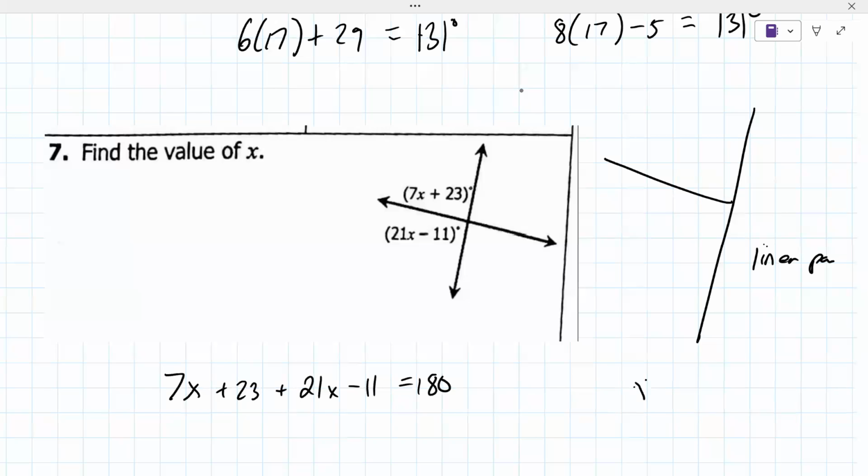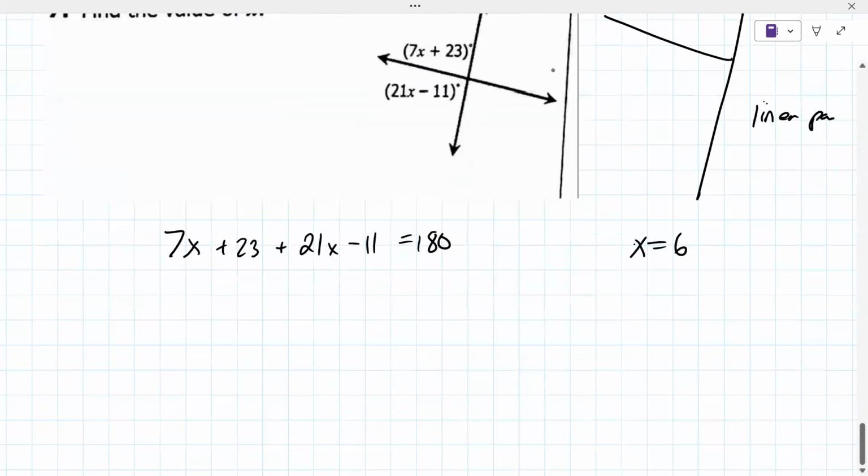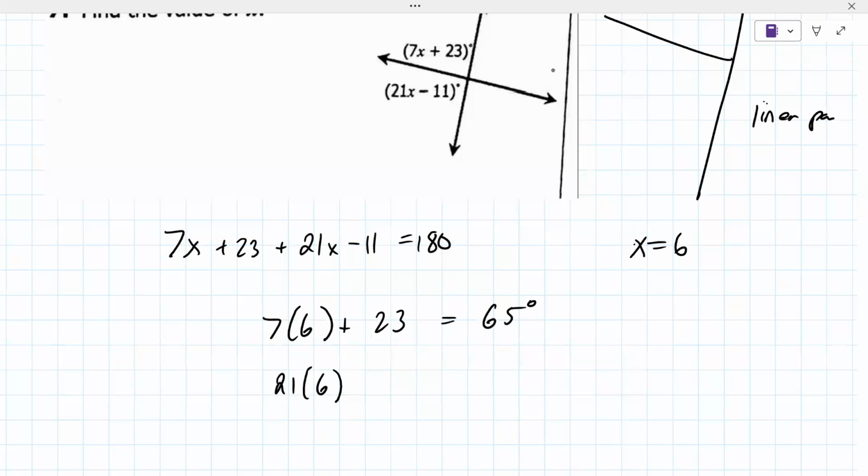6. So the check this time is not that they're equal, but that when you calculate each of these, 21 times 6 minus 11, these will add up to 180. So 21 times 6 is 126 minus 11 is 115 degrees. Do these add to 180? They do. So that's your check.